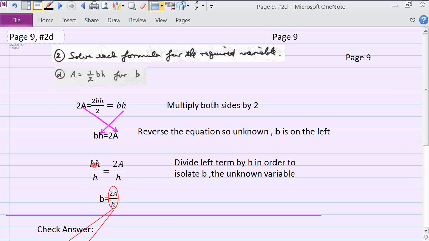So let me repeat that again. We've got BH is equal to 2A, but we want to solve for B. So if we want to solve for B, we want to get rid of the H. How can we get rid of the H? We're going to divide the left side by the H, which we do. And then we have to do the same thing to the right side. We divide by that. Now the H is canceled, and B equals 2A over H.